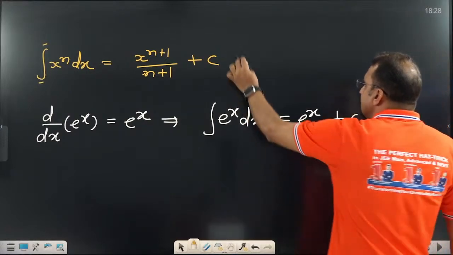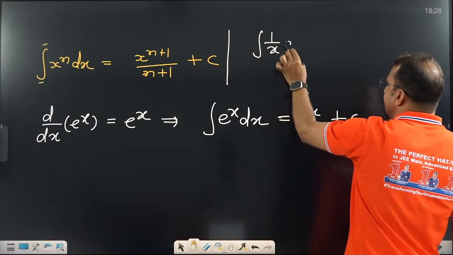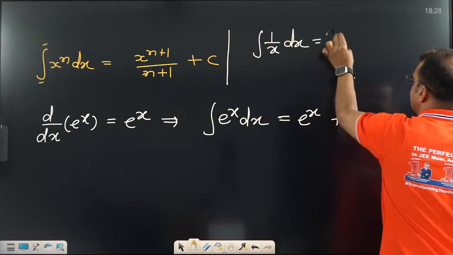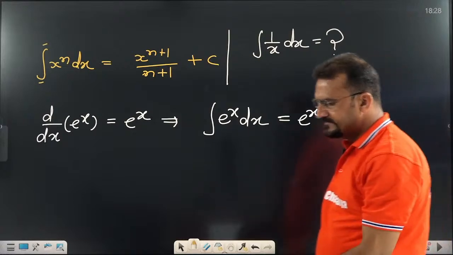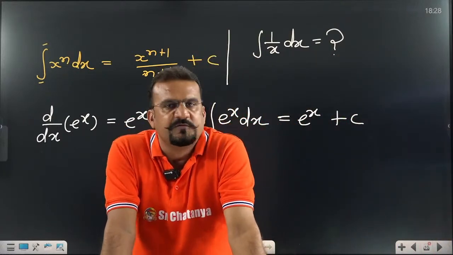There is one confusion. If someone asks you find integration of 1 by x with respect to x, dear student, do it fast. What is your answer in this case? 1 by x with respect to x. Do it fast.